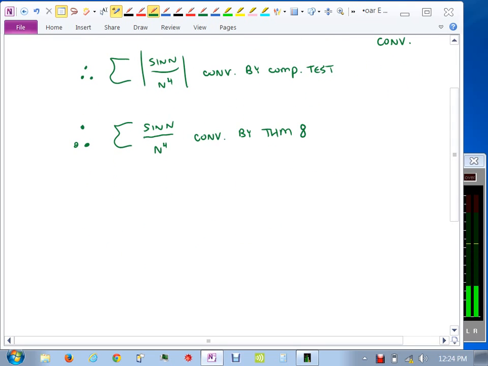By theorem 8.4. Because theorem 8.4 said if the absolute value of a series converges, in other words, if it's absolutely convergent, then it's convergent.